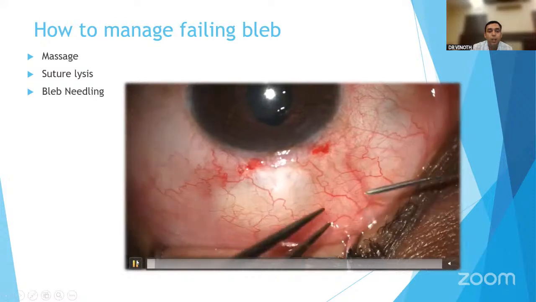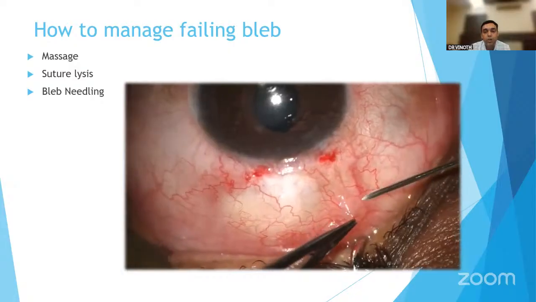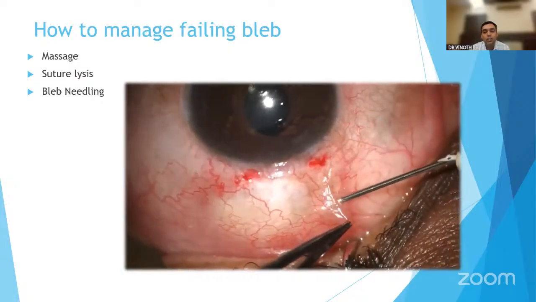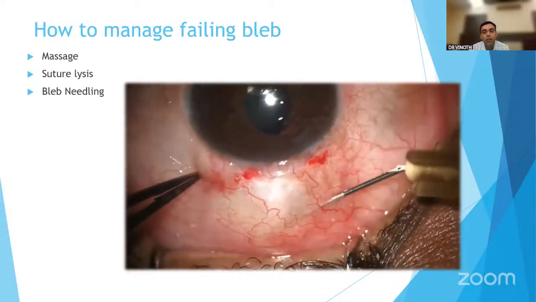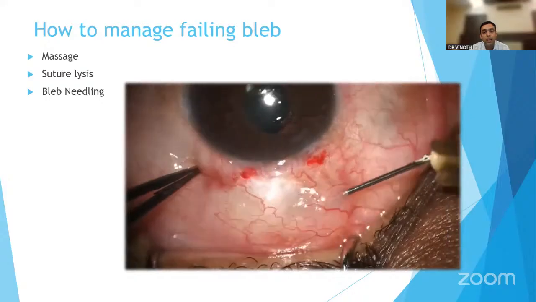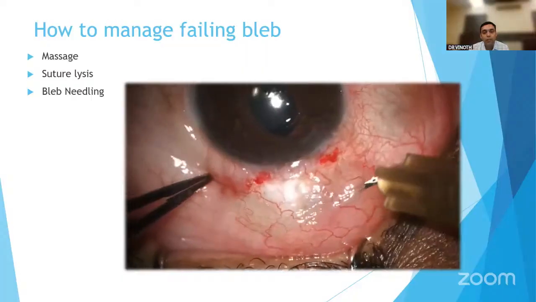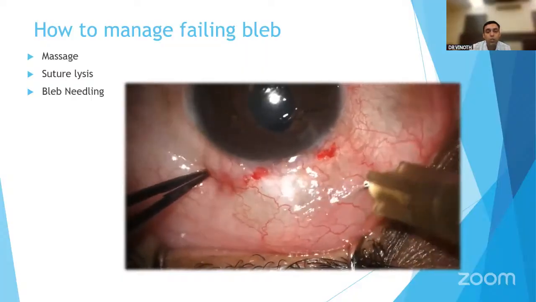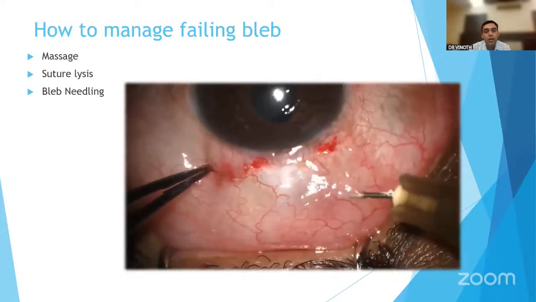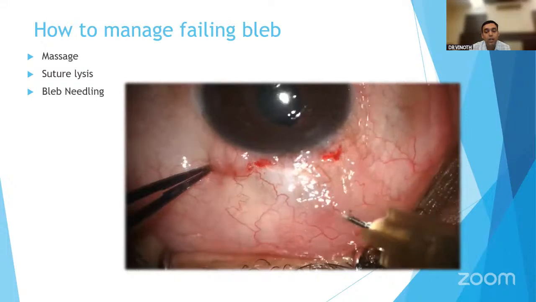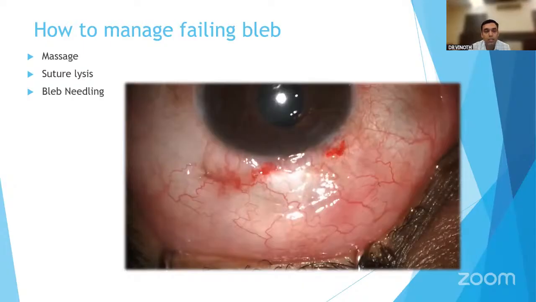And bleb needling is the last option, where in the video you can see a 26 gauge needle has been used. You just go inside and release the adhesions of the flap. Once you do that, you can nicely see in the video the bleb is being elevated and the flow is being seen very beautifully. So the flat bleb, once its adhesions are released, gradually rises from the surface. Bleb needling is better when you intervene early. You shouldn't wait for a longer time, so that the adhesions are not difficult to release.